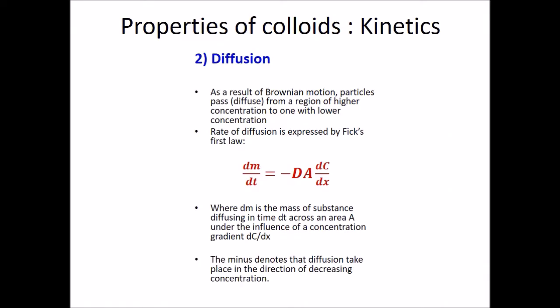So next is diffusion. As a result of Brownian motion, the particles diffuse from a region of higher concentration to one with lower concentration. The rate of diffusion can be expressed by Fick's first law, where dm is the mass of the substance diffused at time dt across an area A under the influence of the concentration gradient, this one is the gradient, and this is the diffusion constant. The minus sign denotes that the diffusion takes place in the direction of decreasing concentration.